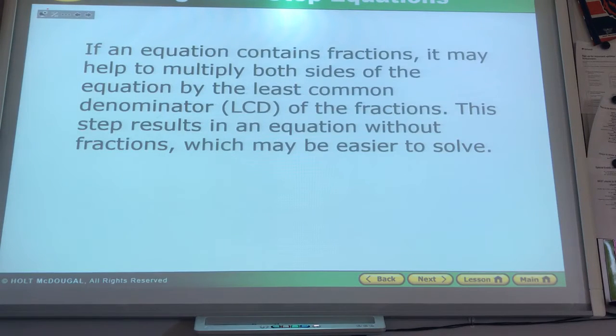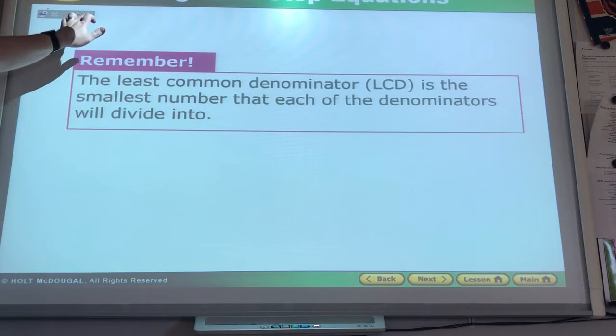If an equation contains fractions, it may be helpful to multiply both sides of the equation by the least common denominator of the fractions. This step results in an equation without fractions, which may be easier to solve. They're saying get rid of the fractions. I know y'all love fractions, but we might just get rid of them.